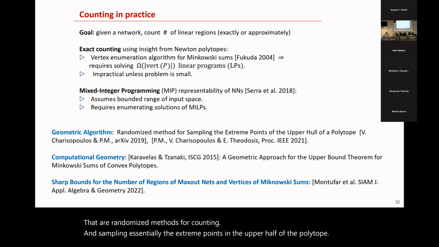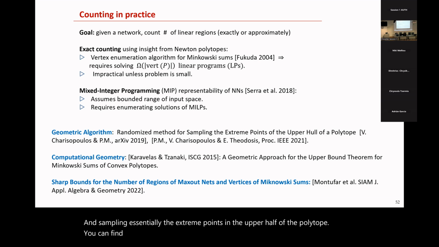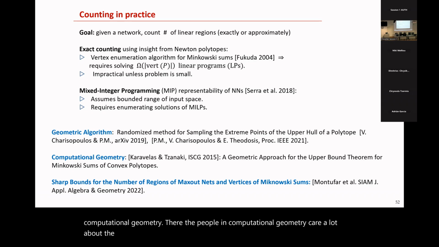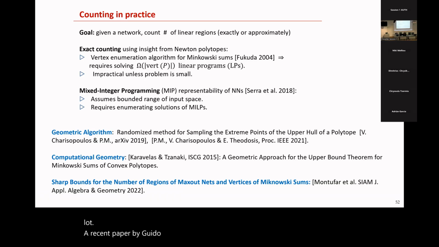You can also find related works, but not applied to neural nets, in computational geometry. There, the people in computational geometry care a lot about the Minkowski sum of convex polytopes. These are objects that interest them a lot. A recent paper by Guido Montufar and his group again provides sharper bounds for the number of regions.